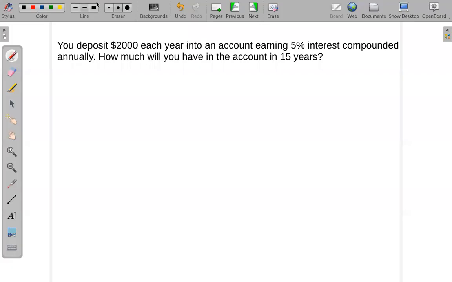You can deposit $2,000 each year into an account, earning 5% interest compounded annually. How much will you have in the account in 15 years? The $2,000 is deposited each year. That makes this a savings annuity.